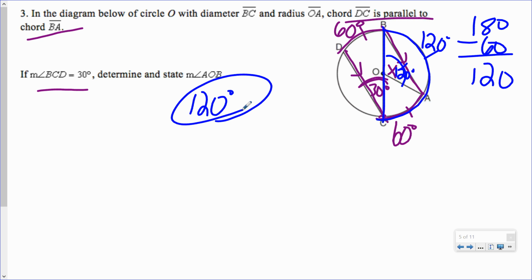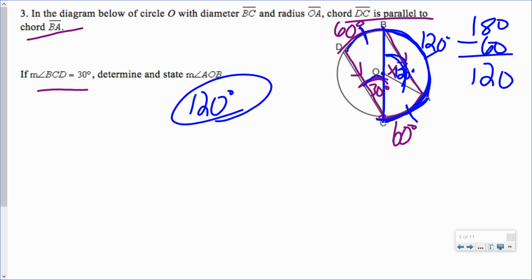So we incorporated a lot of stuff there. We incorporated the inscribed angle as half of the intercepted arc. We incorporated that parallel chords intercept congruent arcs. We used that a diameter cuts a circle in half into 180, and we incorporated that the central angle is equal to the intercepted arc.